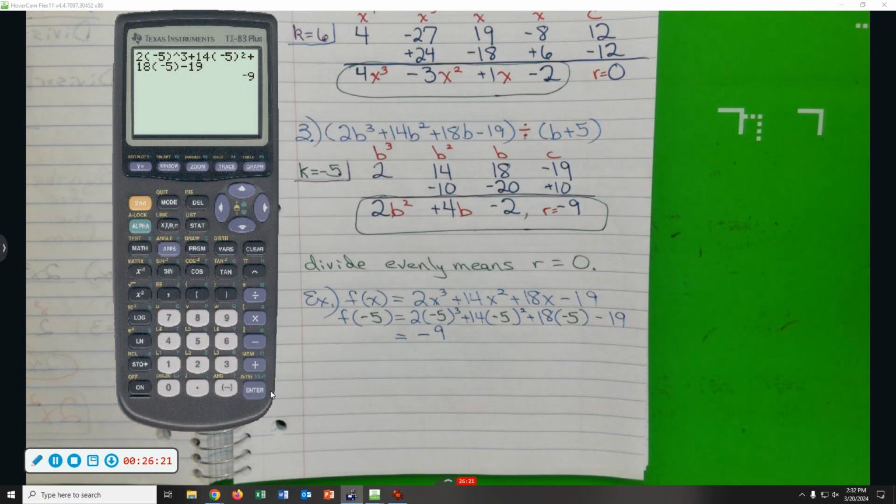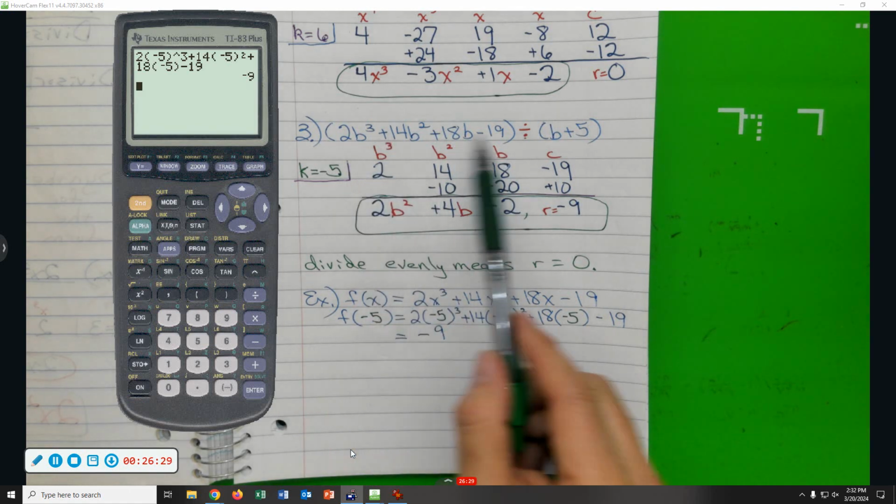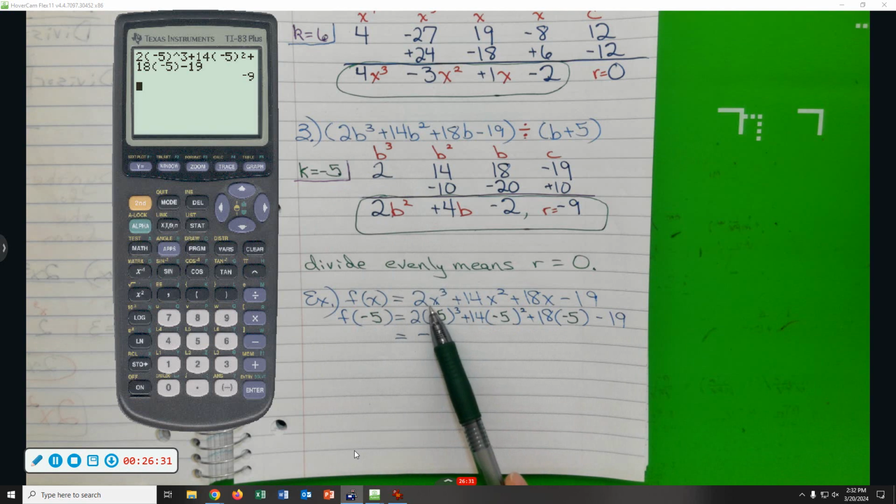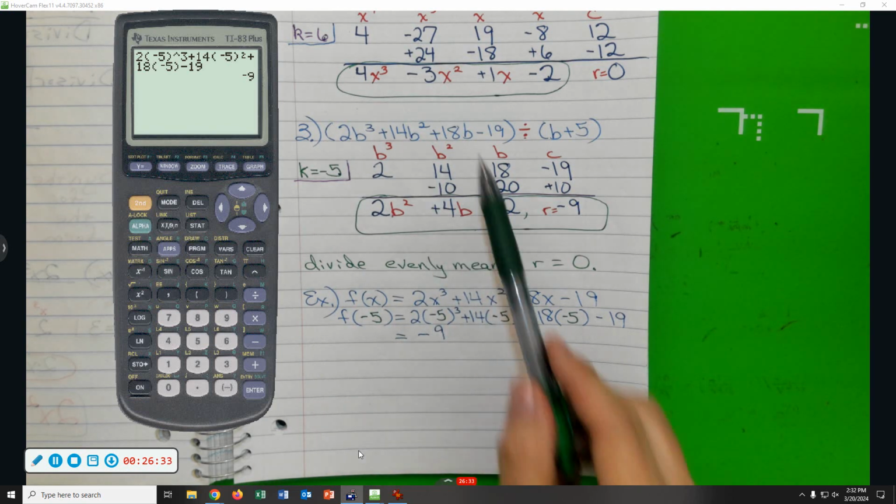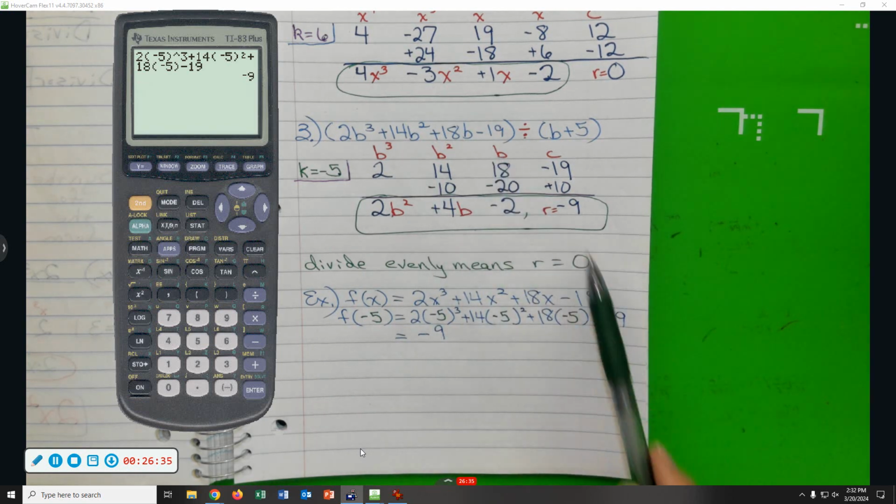Now, wait a minute, what is the point? Well, there was another -9. We saw another -9. Notice this function, it's this function here. I just changed the b's to x's. 2x cubed plus 14x squared plus 18x minus 19.